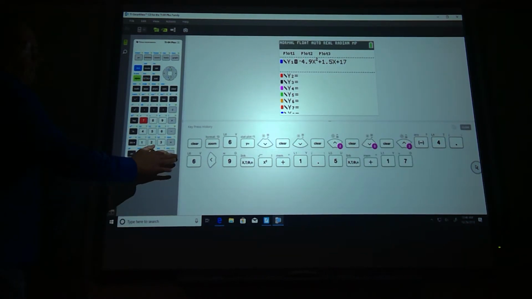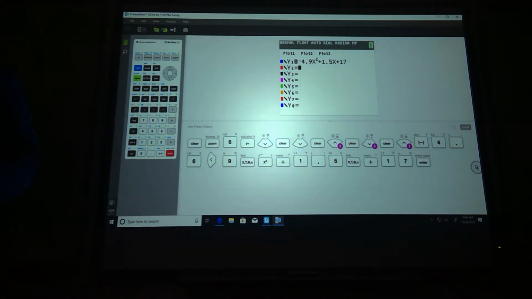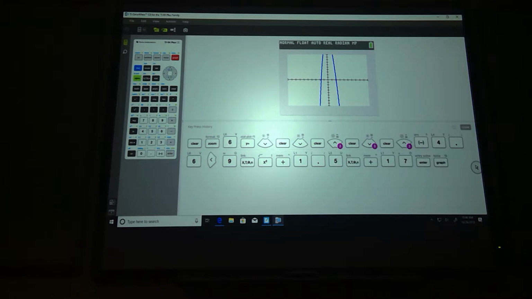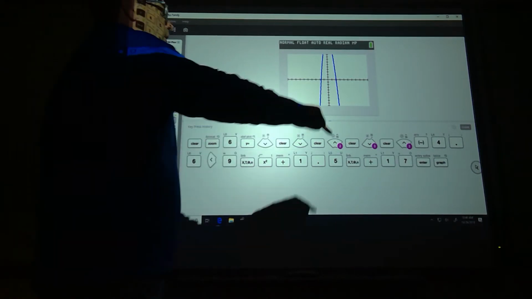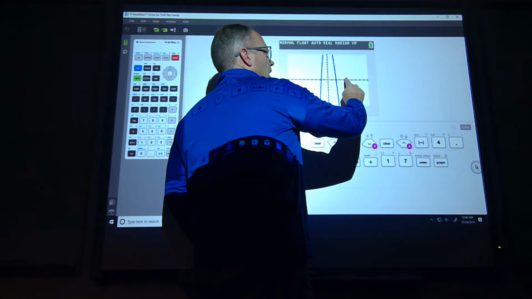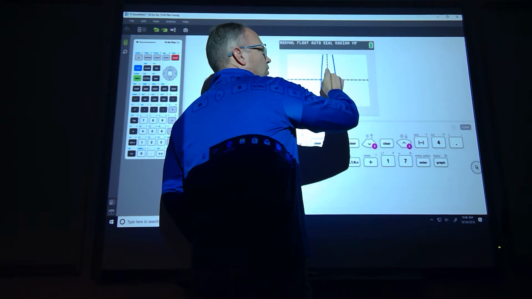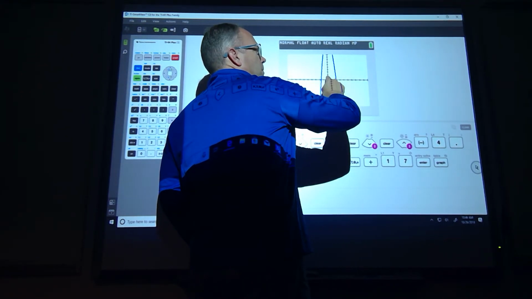Okay, well, I went to zoom standard, which was zoom 6. And if you go to zoom 6, you might see that. Do I see the whole parabola? No. There's part of this parabola I'm not worried about. Okay? This here is time in seconds. So the x-axis is time in seconds. And this is height in meters.